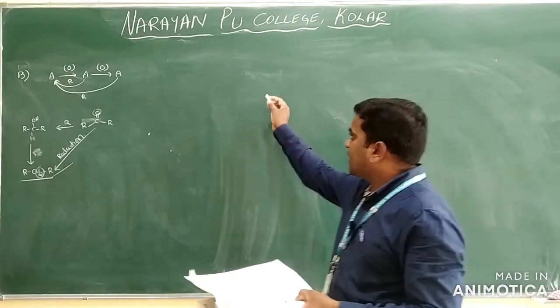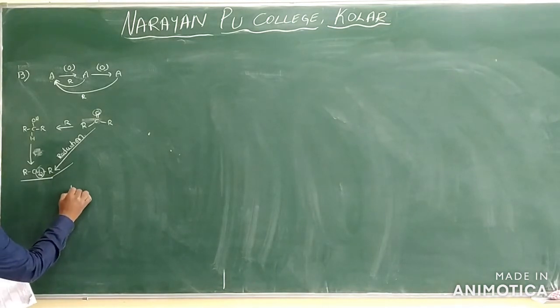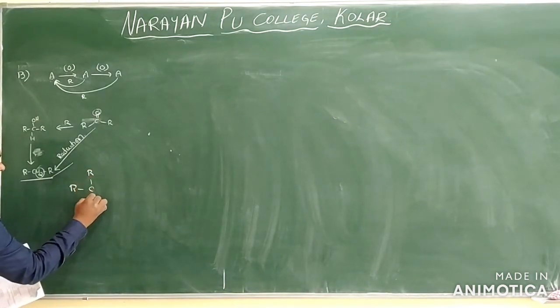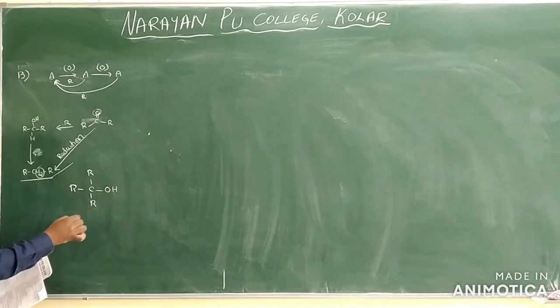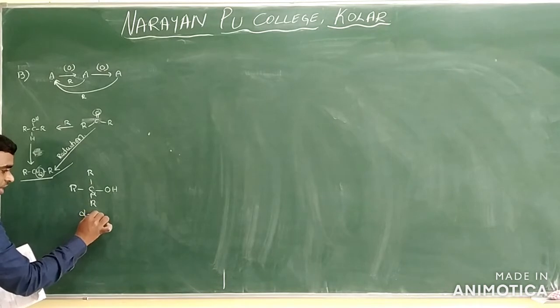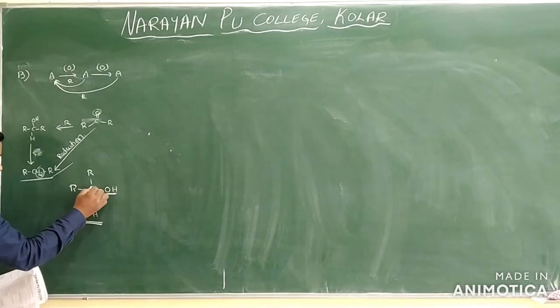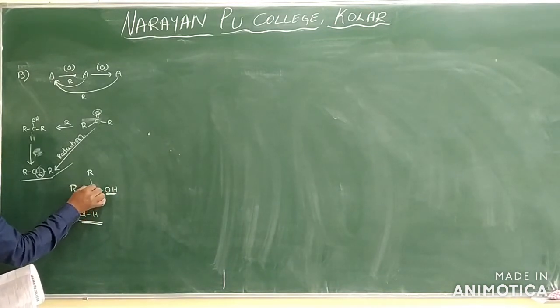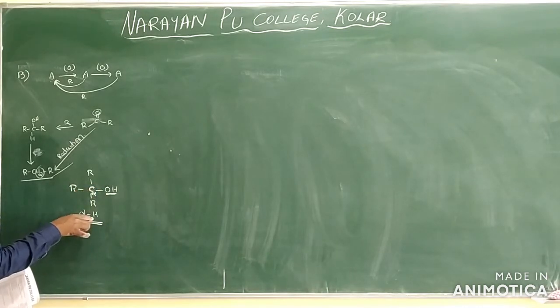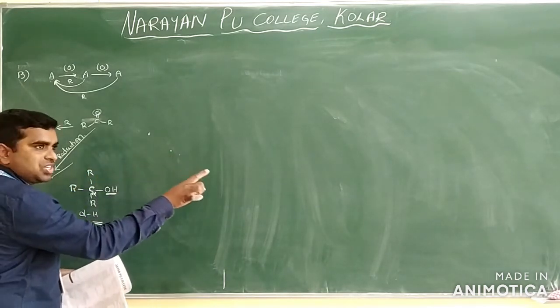Why? Because you know already for secondary and tertiary alcohols, the structure is R, R, R and OH. To undergo oxidation, this alcohol must have alpha hydrogen. Alcohol must have which one? Alpha hydrogen. Because the carbon to which the functional group is attached we call the alpha carbon, and the hydrogens attached to the alpha carbon we call alpha hydrogens. And tertiary alcohol does not have the alpha hydrogen, so it does not undergo oxidation.